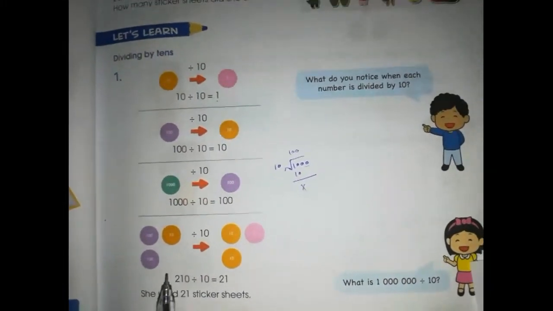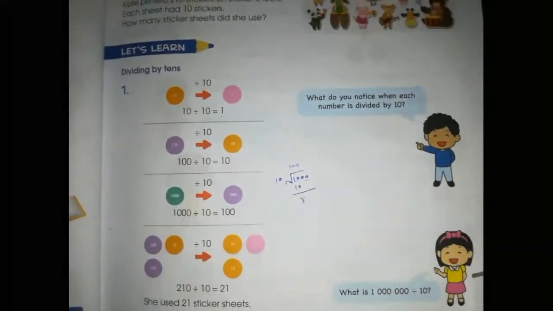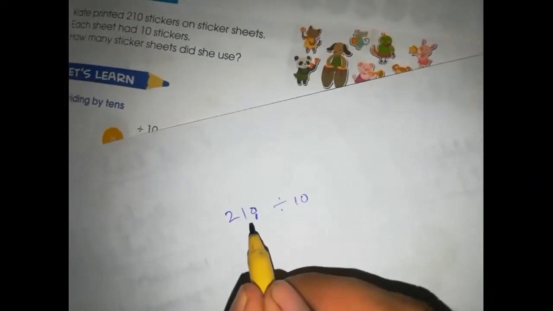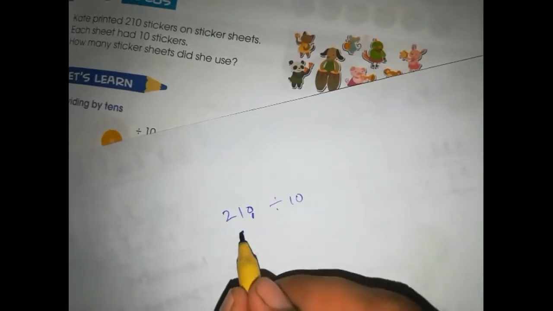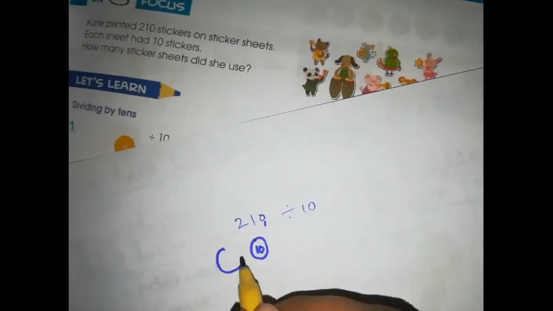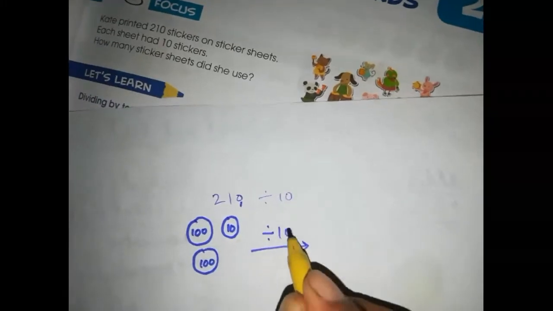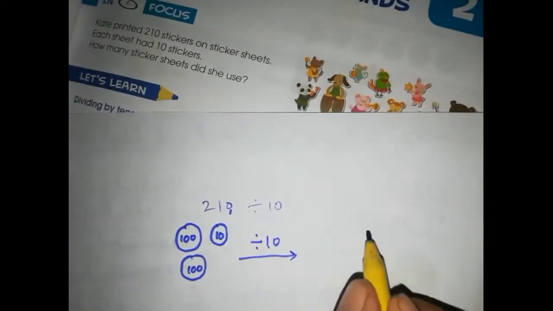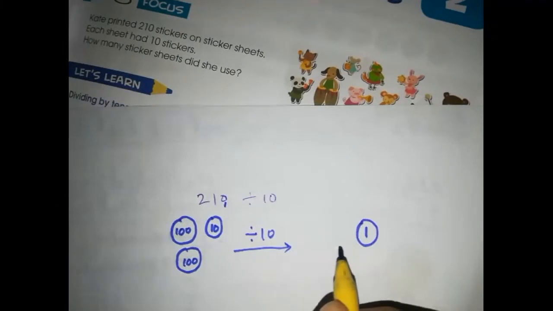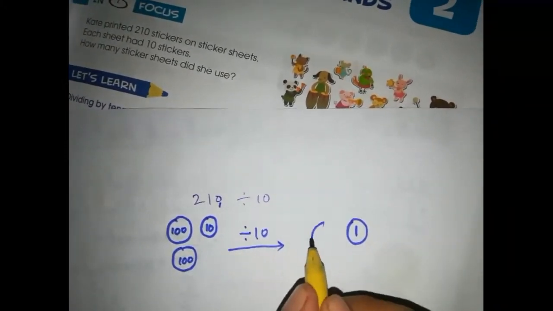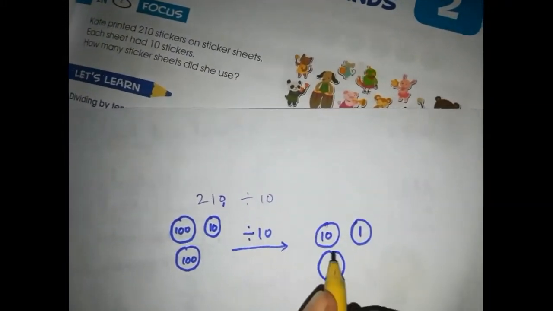Similarly, if we have to divide 200 by 10, there are 0 ones, 0 tens and 2 hundreds. So there are 2 discs of hundreds, and we divide by 10. When we divide 100 by 10 we get 10, so there are 2 discs of 10.